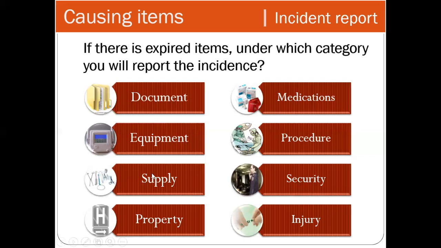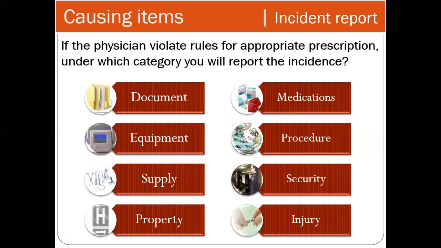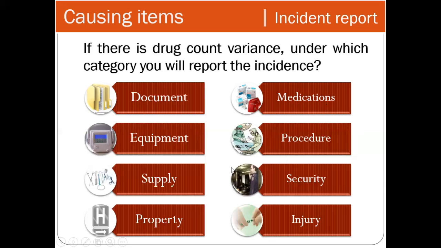I'm here speaking all about incidents. Some are related to doctors, some related to nurses, but it's all kinds of categories. If the physician violates the rules for appropriate prescription, under which category? Could be medication, could be procedure. If there is a drug count variance, under which category? So medication.